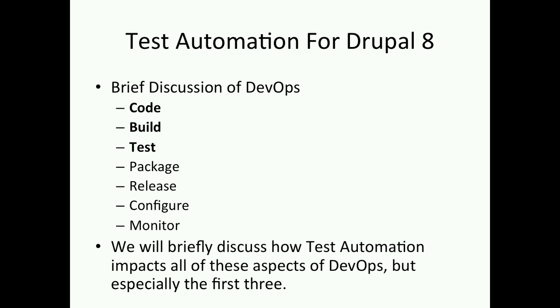But test automation is changing. And we're going to concentrate on the first three things, actually the second and third. We're going to see what happens when we build and test. And we'll also see how test automation impacts these aspects of DevOps.